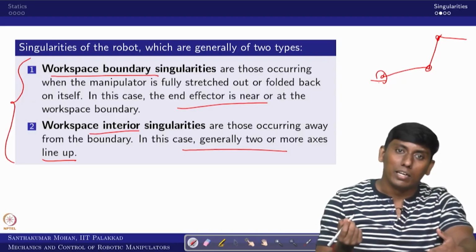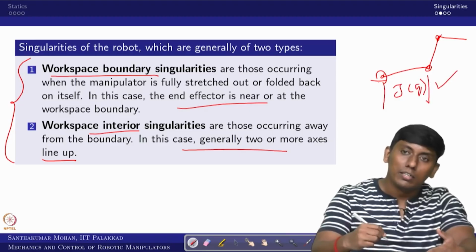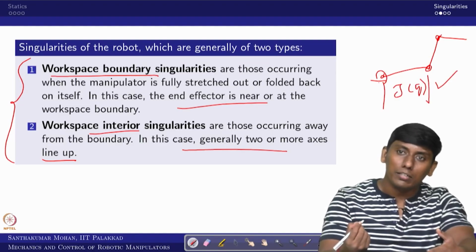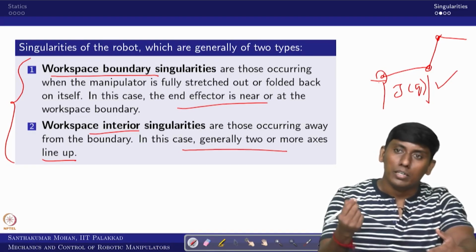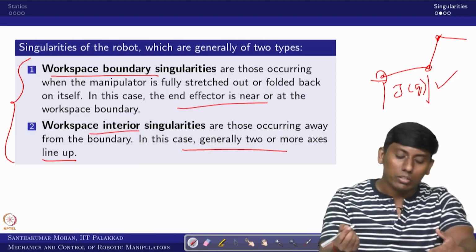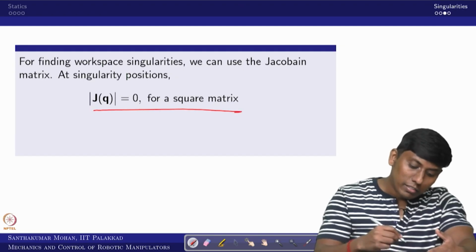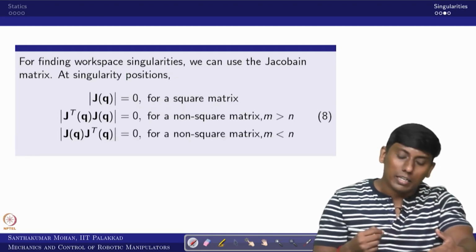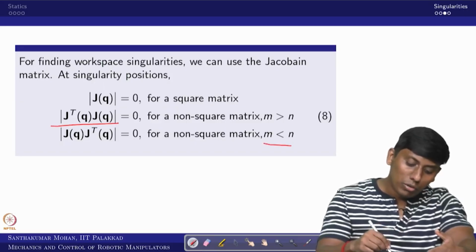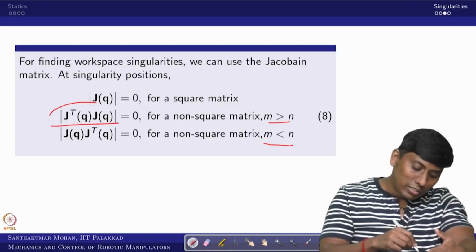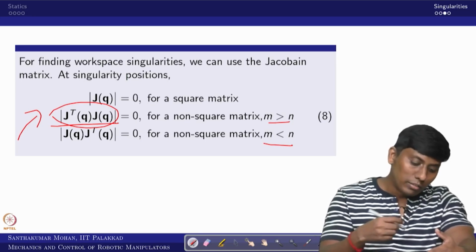How can we calculate the singularity? You already have the clue. If you have a Jacobian matrix, you can take the determinant and equate it to 0, and you will get the singularity condition. If it is a rectangular matrix, then you can use the determinant of J transpose J or of J J transpose, based on the size. Indirectly, whichever matrix size gives the smaller one, that is what we are going to take. Okay. So that is the whole idea.